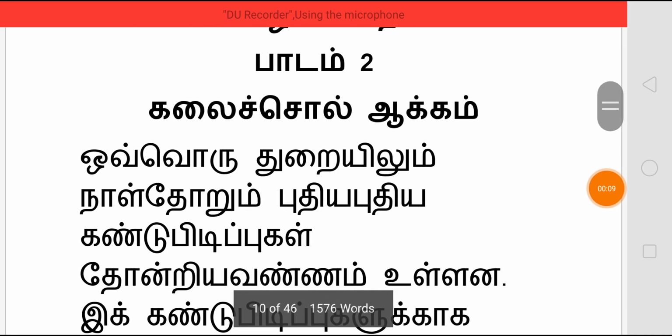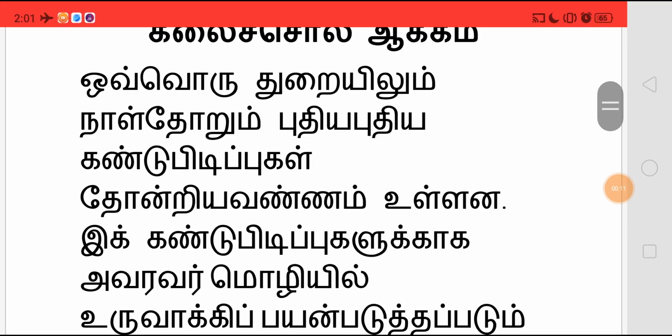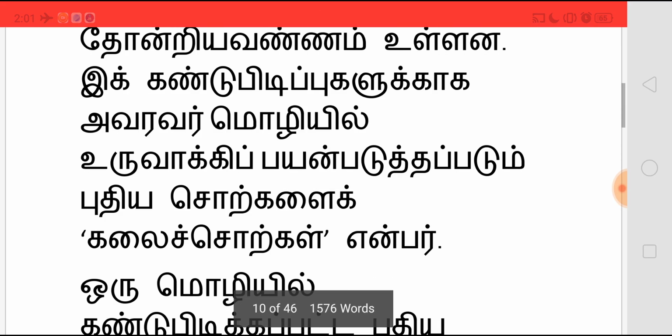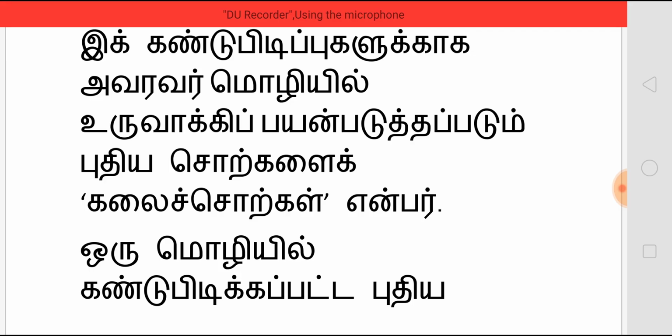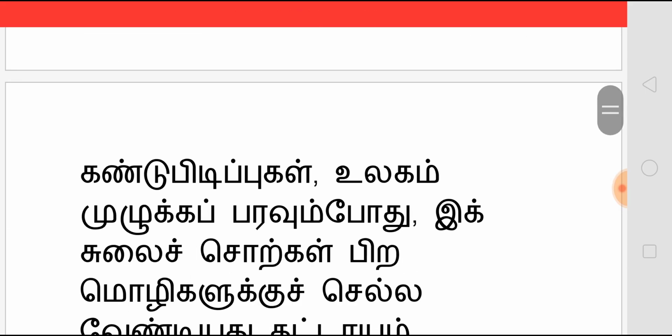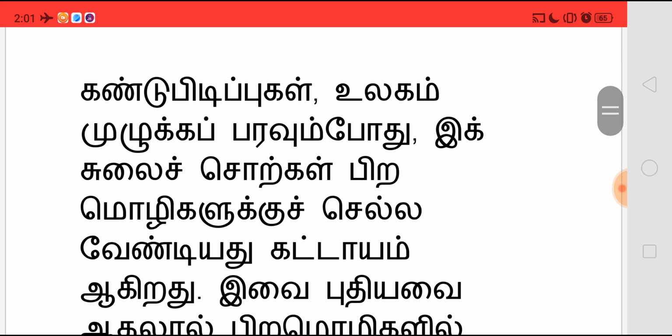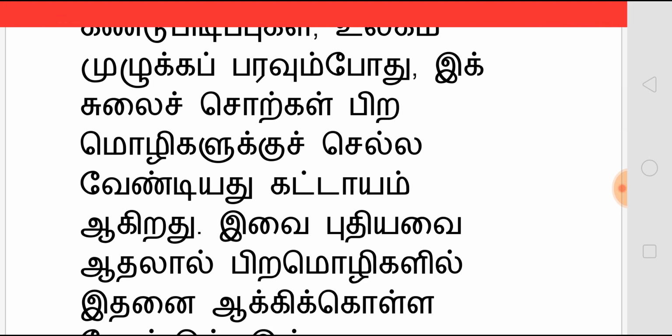Every day in each and every department, new things are being either discovered or invented. And for these new inventions or discoveries, we have to create a name in our own language. Creating these new names is called Kalai Sorkal. And this is the way of finding new words which will be suitable for things which are used all over the world, and how it is pronounced in the language in which the people have found it.